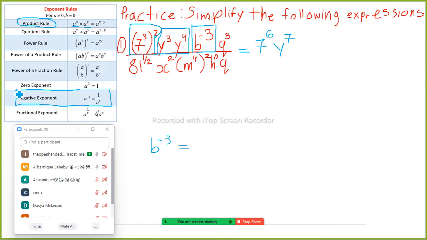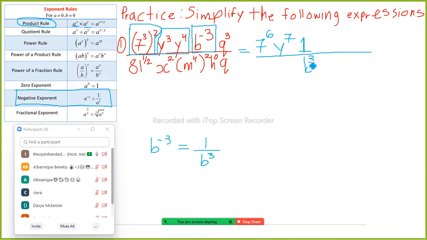B over 3? No. Look carefully at it. 3 over b? No. 1, 1, okay. 1 over b to the power negative 3. To the power of, not negative 3, we change it to a positive now. B to the 3. Good. So that means that I can change this now, and I could put 1 on top over b to the 3, right?